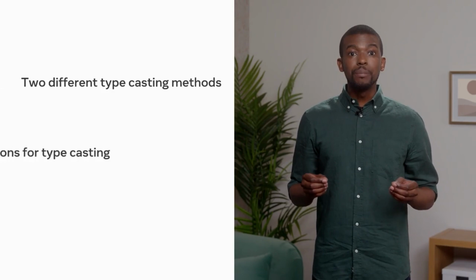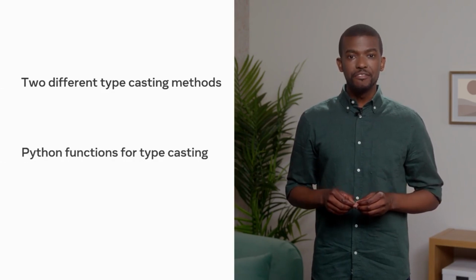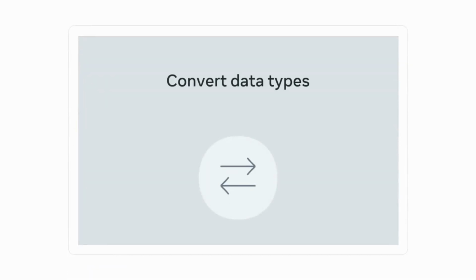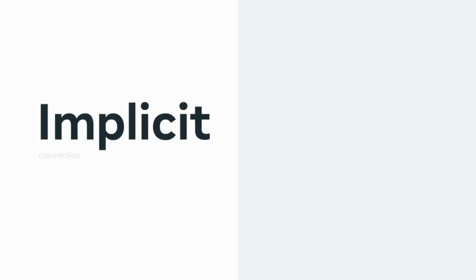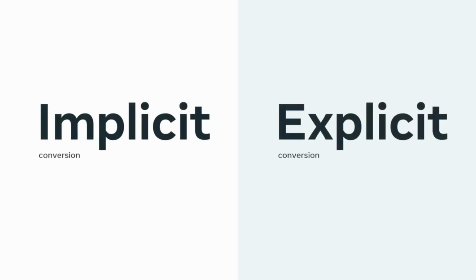You will also learn to apply typecasting using the provided Python functions. So, what is typecasting? Typecasting is the process of converting one data type to another. Python has two different types of conversions, implicit and explicit. Let's explore each now in a little more detail, starting with implicit.